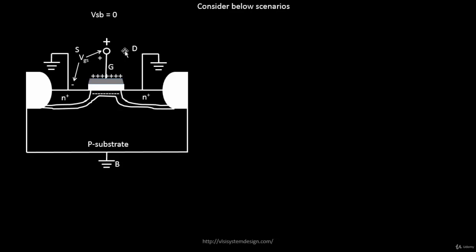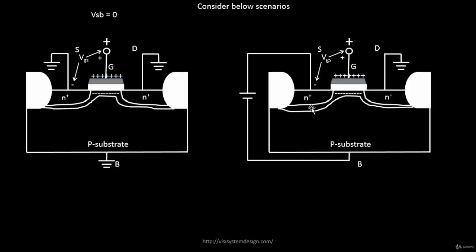We'll take one scenario which is the original scenario where your VSB is 0. So basically, when you don't apply potential between the source and the body, your VSB is 0. And we'll take another scenario where we are applying a potential between the source and the body. We are giving a positive potential to the source and negative potential to the body. So in this case, if you calculate VSB, that's a positive value.